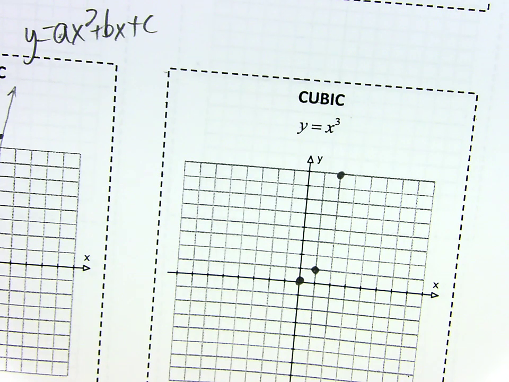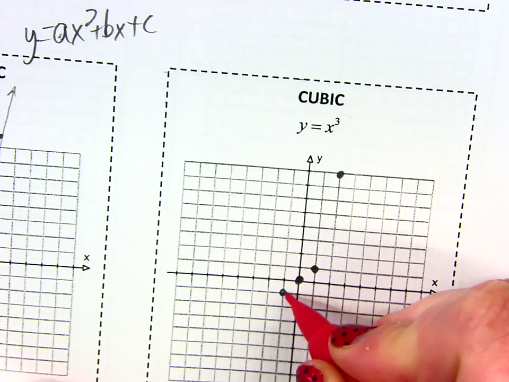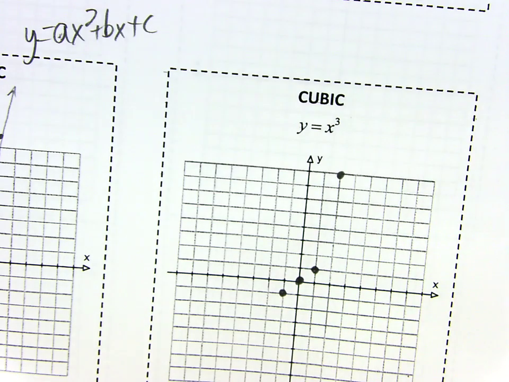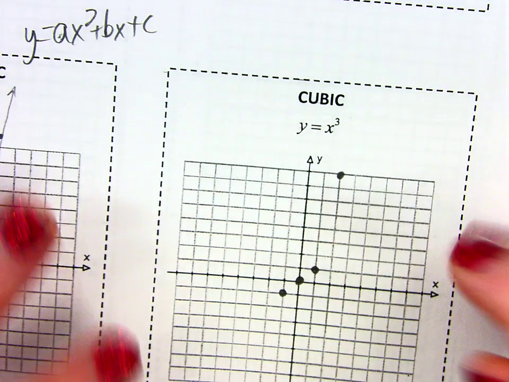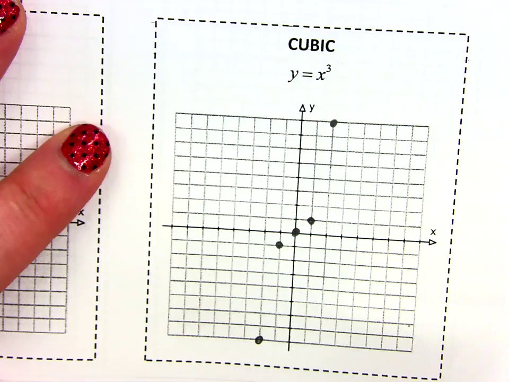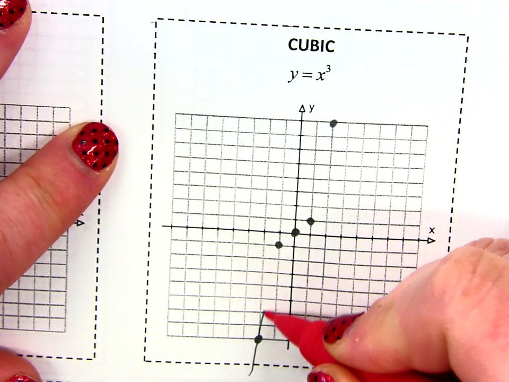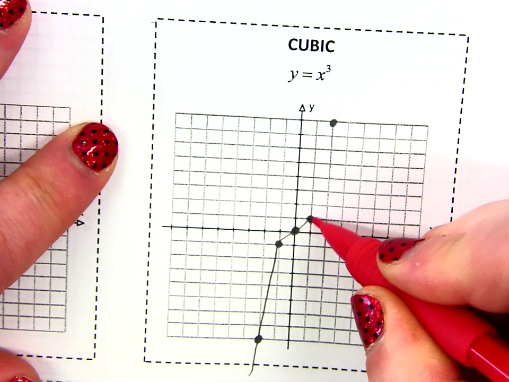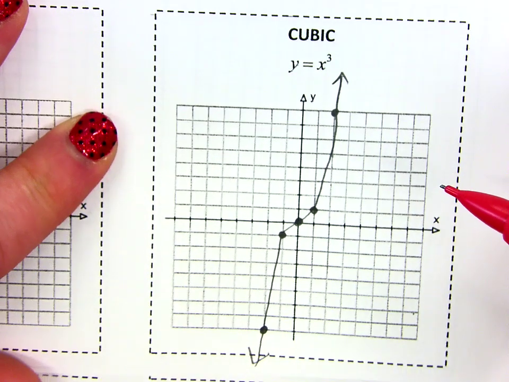Let's do some negatives, though. If you cube -1, what comes out? What's -1 times -1 times -1? Yeah, so (-1, -1) is a point. Try -2. What's -2 times -2 times -2? -8. -3 would obviously be -27, and then I'm way off my grid. Everything's crazy. So when you put all this together, it just looks like this. It comes from down below, it does a little woo, it goes like that. So that's what your cubic function looks like.